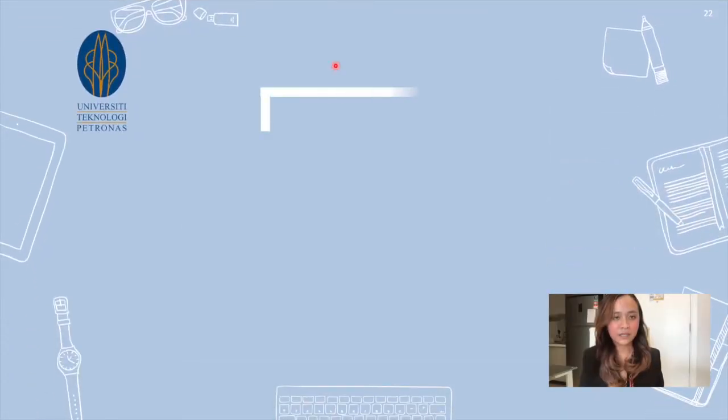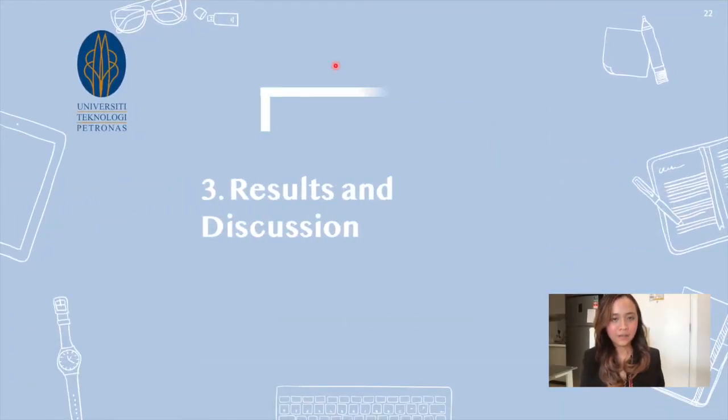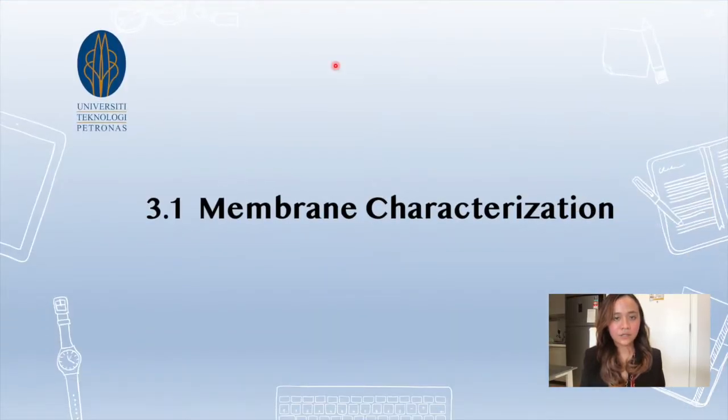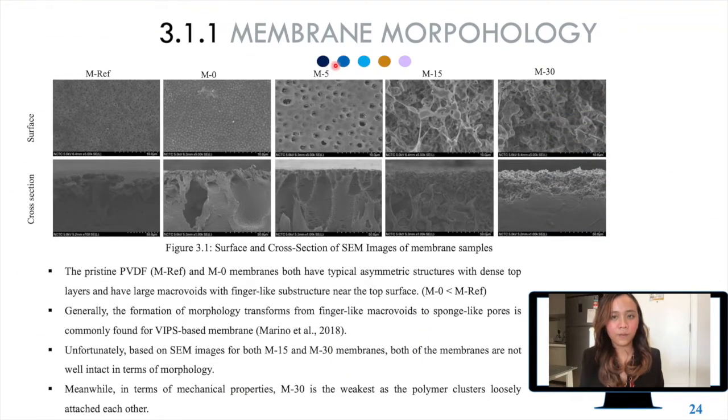Moving on to the next segment, which is results. Firstly, I will discuss membrane characterization for membrane morphology. This figure shows the morphological images of the plain PVDF membrane, MREF, and the modified PVDF membranes of M0, M5, M15, and M30. The results demonstrate a clear relationship between the exposure time and the morphology of the resulting PVDF membranes.